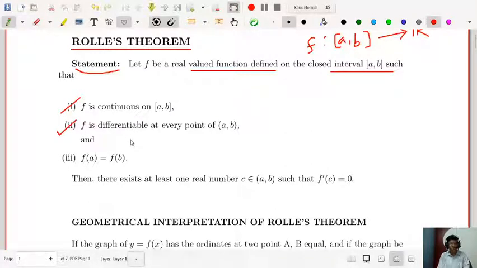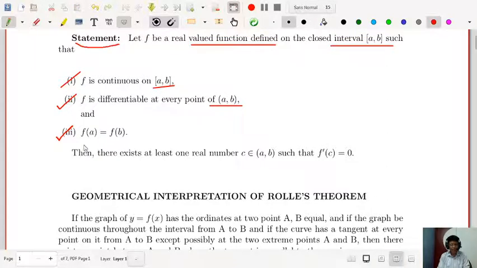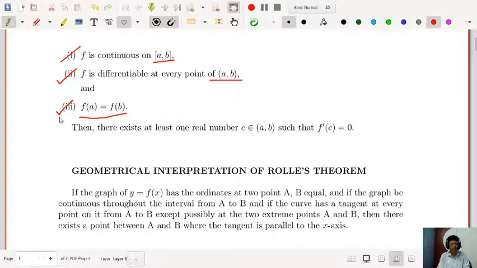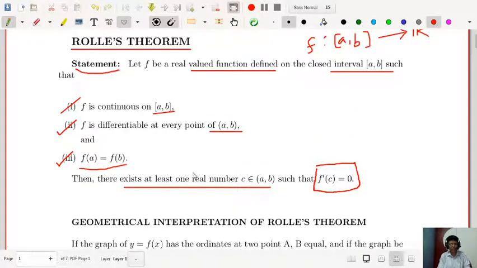Number 2, f is differentiable at every point of the open interval (a,b). You look at that. Here we are using a closed interval, but in the differentiability we are using an open interval. And the third condition is that f(a) equals f(b). Then, if these three conditions are satisfied, there exists at least one real number c belonging to the open interval (a,b) such that f'(c) equals 0. That is the statement of the theorem.